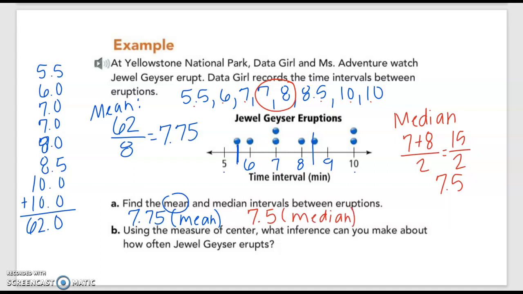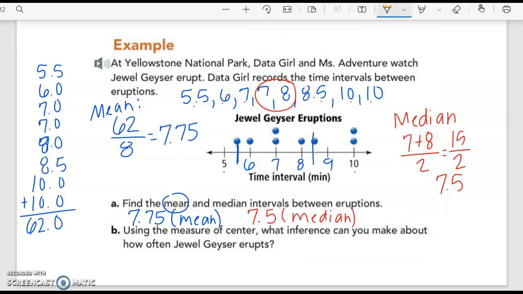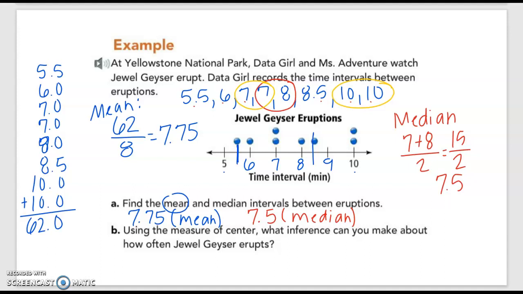Now let's talk about the mode. Which number repeats the most often? If we look at our data set, we see 2 numbers that repeat twice. 7 repeats twice, and 10 repeats twice. So we have 2 modes, 7 and 10, because they both occur twice within our data set.